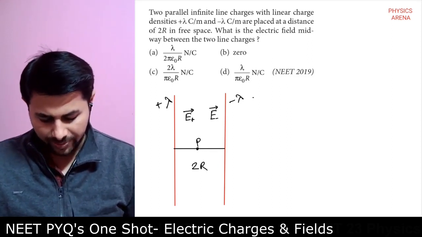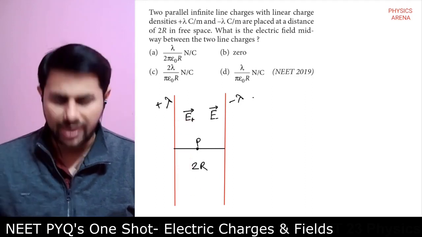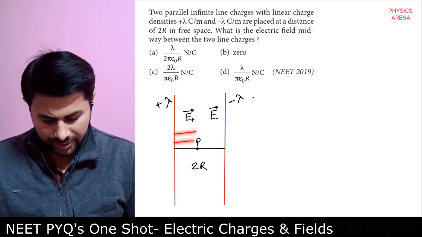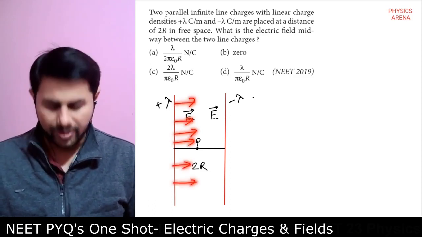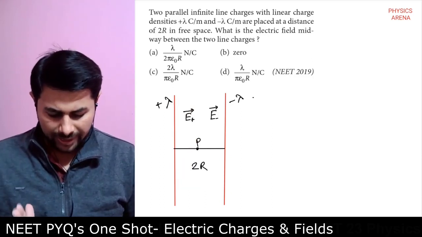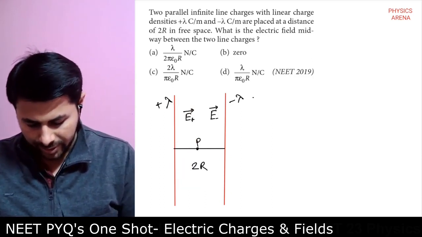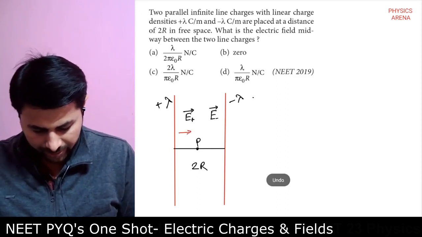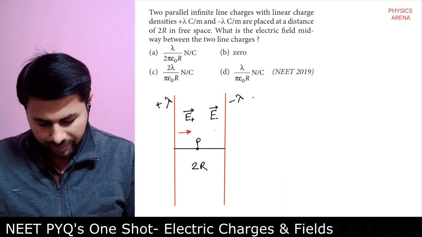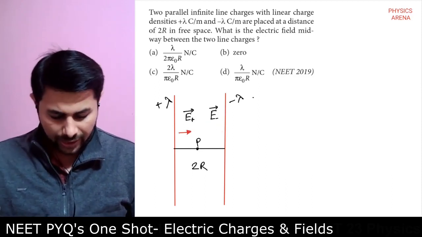What is the direction of the electric field due to this line charge? It is outwards like this, perpendicular to the length of the line charge. So it is towards point P. So E plus is towards point P, right? What about E minus? E minus is away from point P.